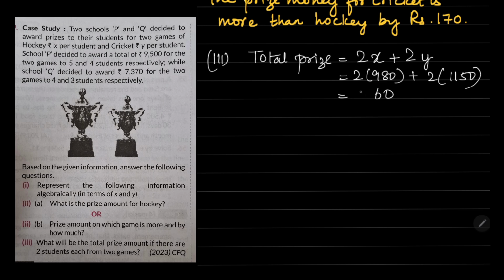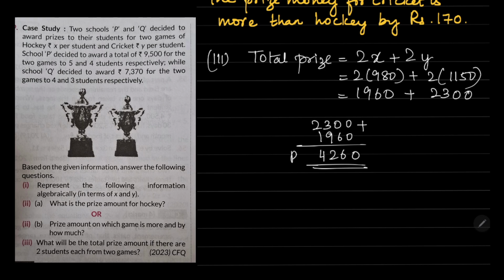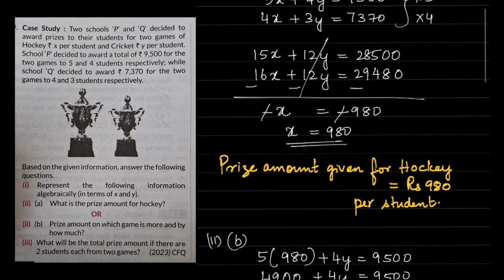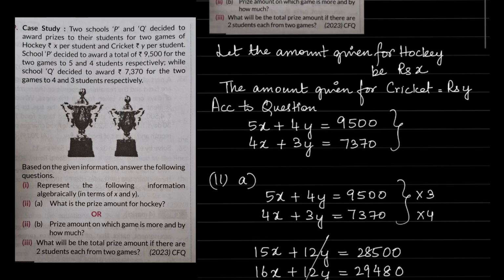Let's calculate it. 2 times 980 is 1960, and 2 times 1150 is 2300. So just add it up. 2300 plus 1960. When you add, the answer is 4260. So this will be the total prize if there are 2 winners from each of the games.